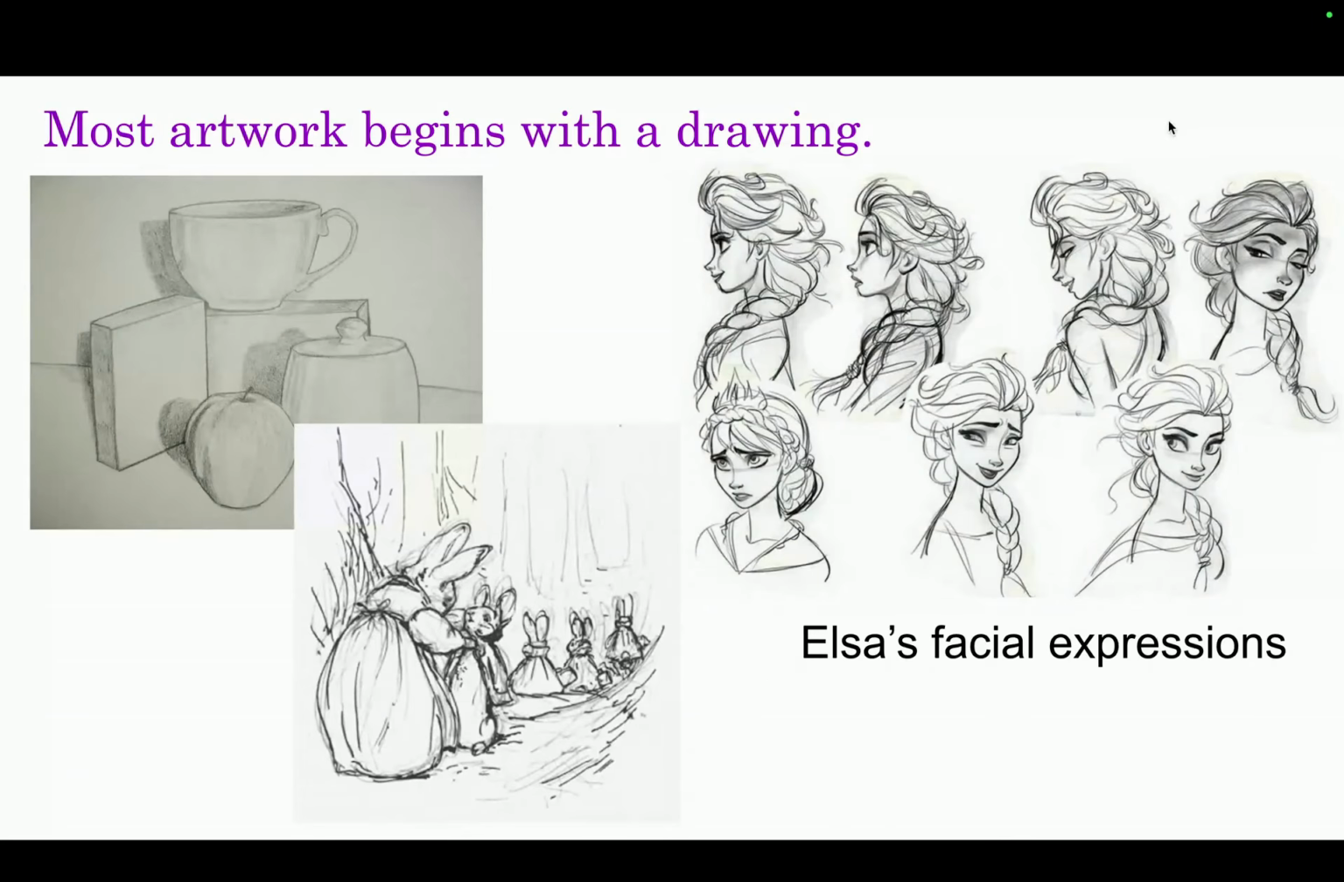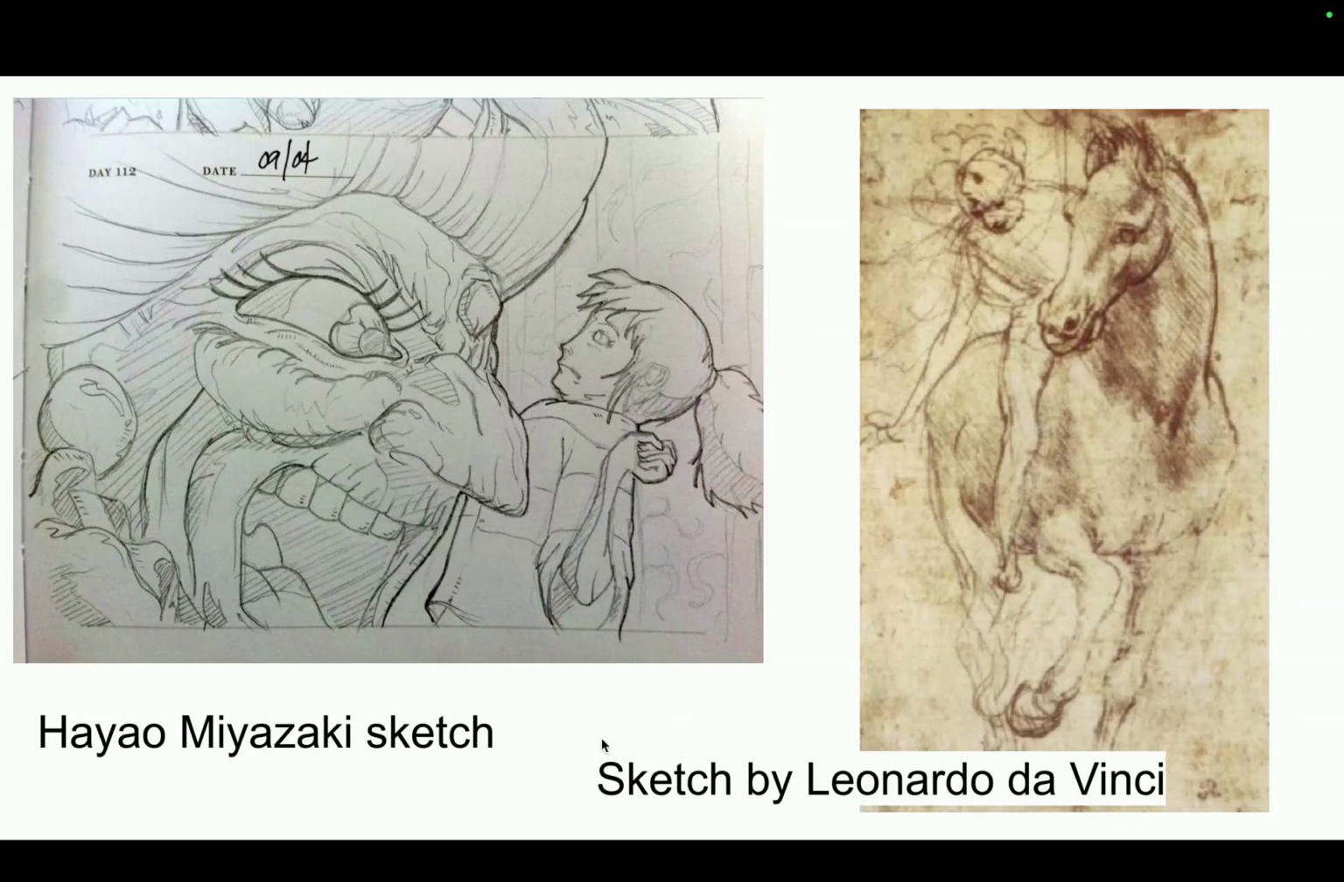So remember that most artwork, if it's 2D, begins with a drawing, whether it's a sketch of a still life or a sketch for illustration. Even for the movie Frozen, they had to sketch what Elsa's facial features would look like, even before they made them into 3D. This is a sketch by Hayao Miyazaki. This is also a sketch by Leonardo da Vinci.